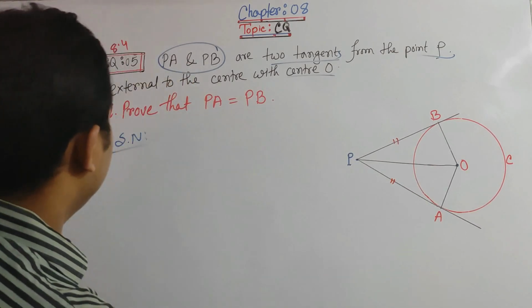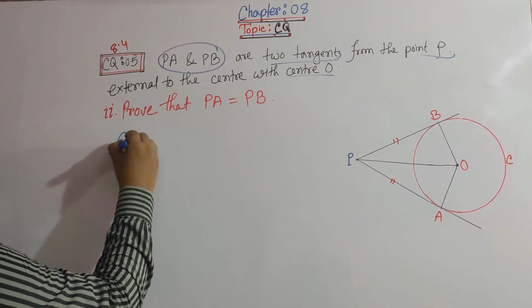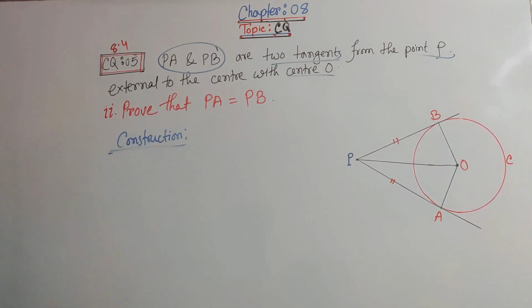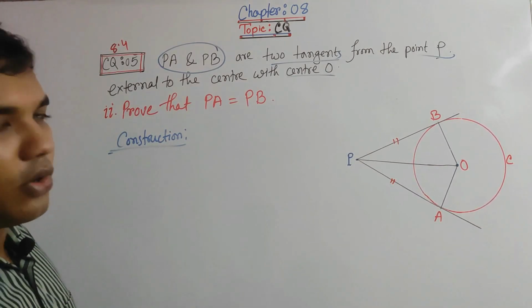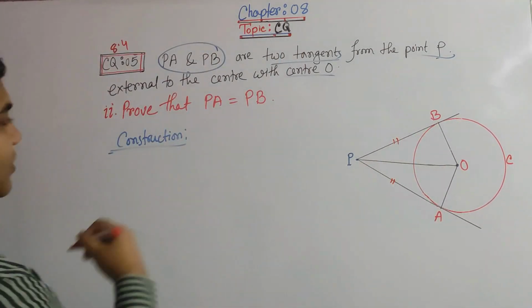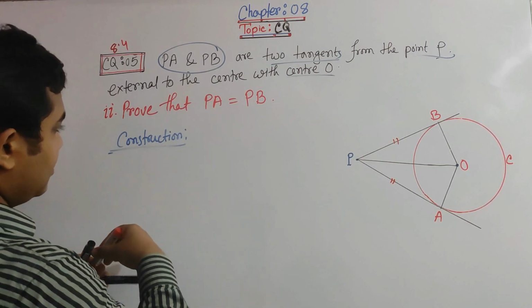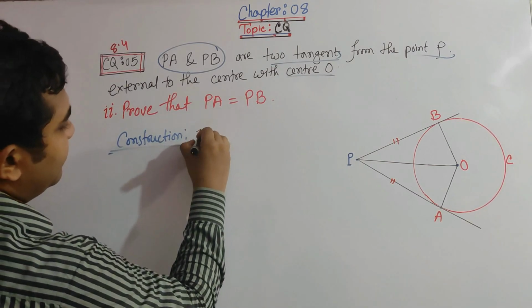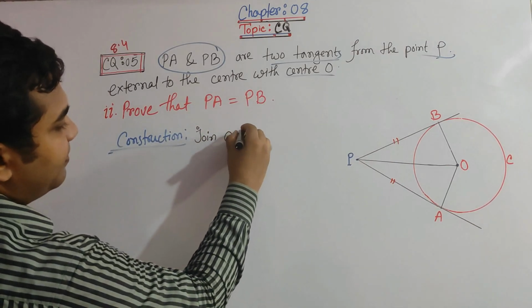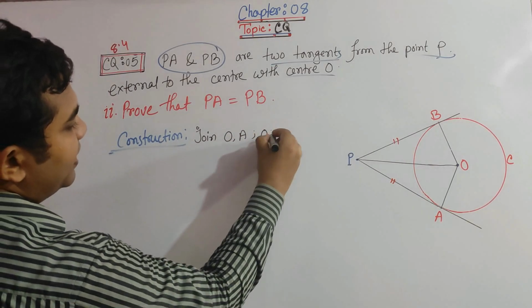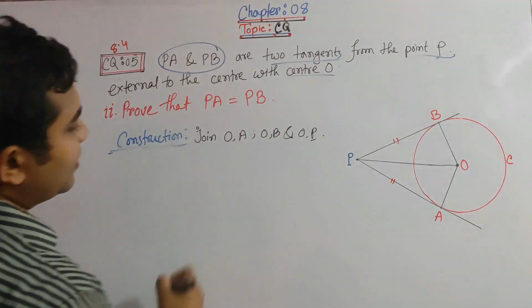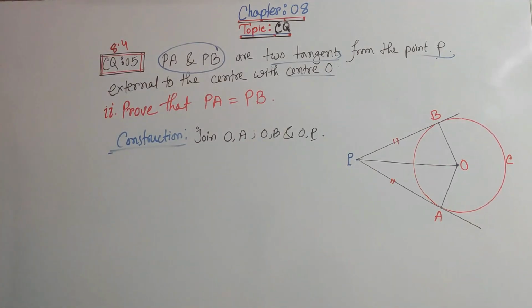Now let's go for the construction part. Here we have to join three things, that is OA, OB and OP. We have to join these three lines.